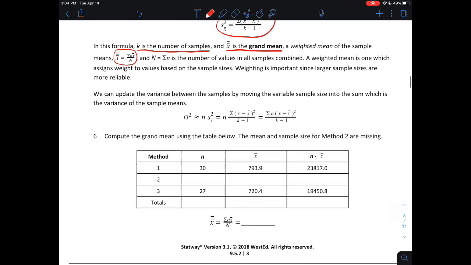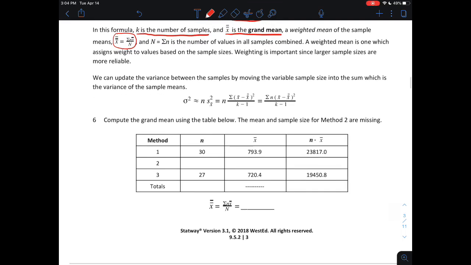So number 6, compute the grand mean using the table below. The mean and sample size for method 2 are missing, so we're going to go back and write in what we said the mean was, which was 804.84. And then n, the sample size was 25. So then we need to multiply n times x bar, so 25 times 804.84. That gives us 20,121.